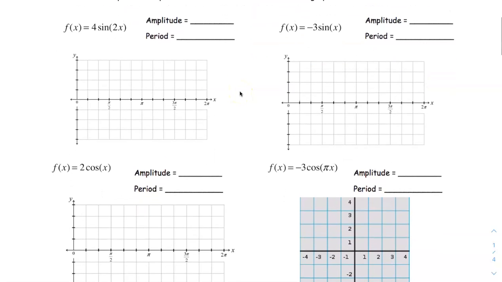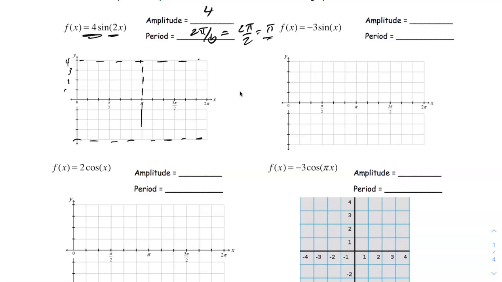4 sine of 2x, my amplitude is 4, and period is 2 pi over b. My b is right here, so 2 pi over 2, which is just pi. So I'm going to go up to 4. 1, 2, 3, 4. Go down to 4, so right here. My period is pi, so I'm going to end over here. And we're going to start at 0. So that's kind of the little box that my original graph is going to go in.